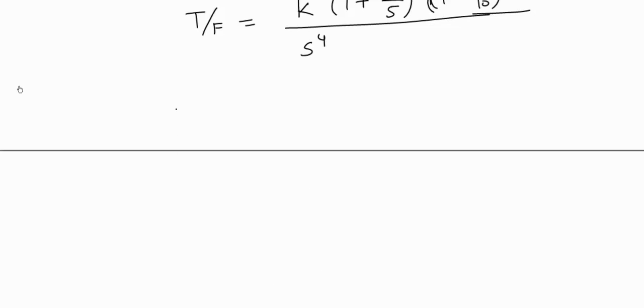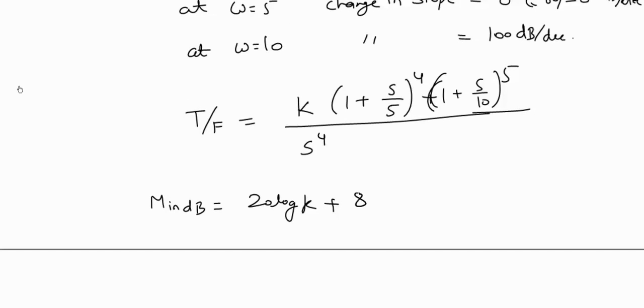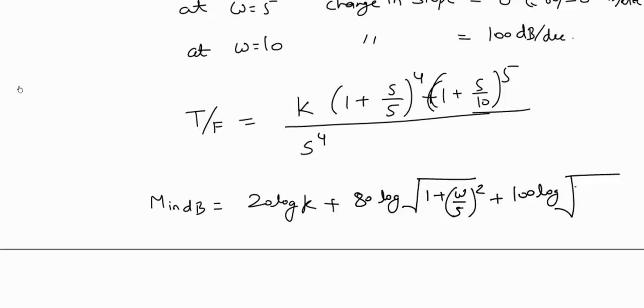So first of all I will calculate the magnitude of this. Magnitude in dB will be equal to 20 log k plus 80 log of under root 1 plus omega by 5 whole square, plus 100 log of under root 1 plus omega by 10 whole square, and we have minus 80 log of omega. So these are the magnitudes.